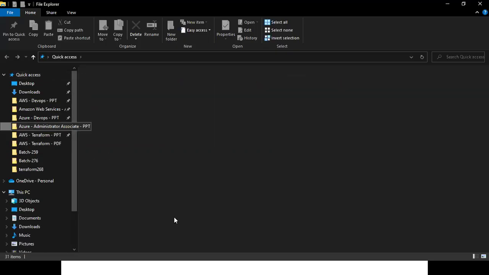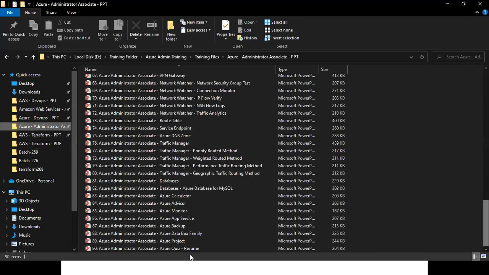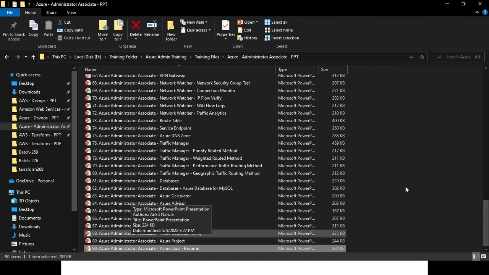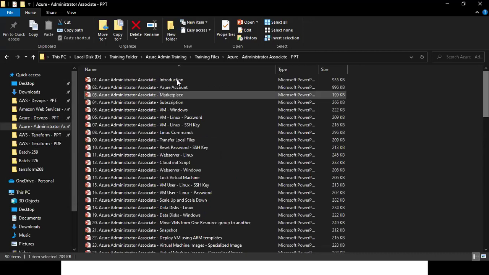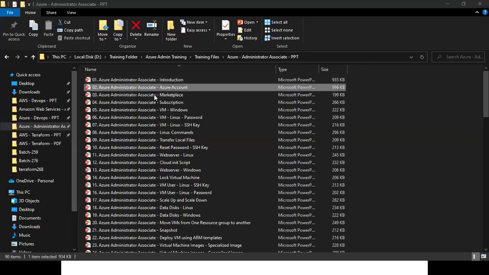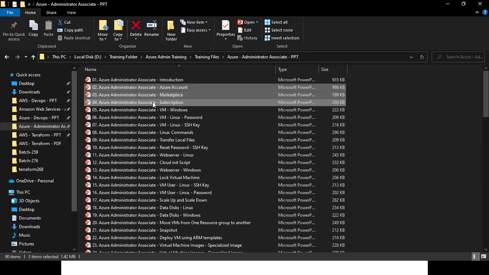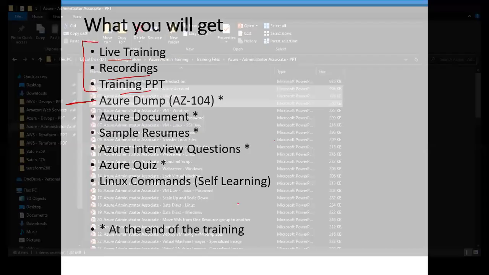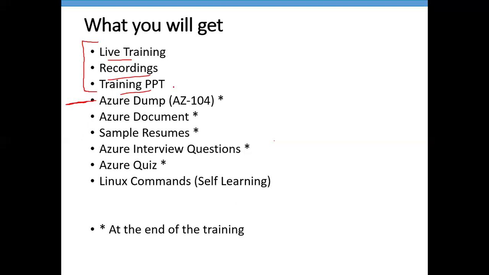I have already created some 90 PPTs. After every session, like in today's session, I'm going to use only PPT number 1, so I'll upload only that. In the next session, I'm going to use these 3 PPTs, for example, so you will get only those 3. Whatever PPTs I use in a session, I'll upload to our website, and you can download them from there. Actually, you will not get PPTs, you will get PDFs. I'll convert the PPT to PDF.